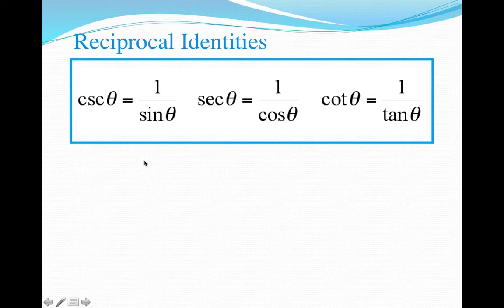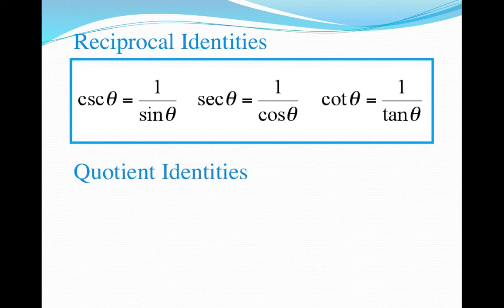The reciprocal identities. We already said that the cosecant is the reciprocal of the sine. So we can write cosecant of theta is equal to 1 divided by the sine of theta. The secant is the reciprocal of the cosine. So I can write the secant of theta is equal to 1 divided by the cosine of theta. And the cotangent of theta is the reciprocal of the tangent of theta. So the cotangent of theta is 1 divided by the tangent of theta.